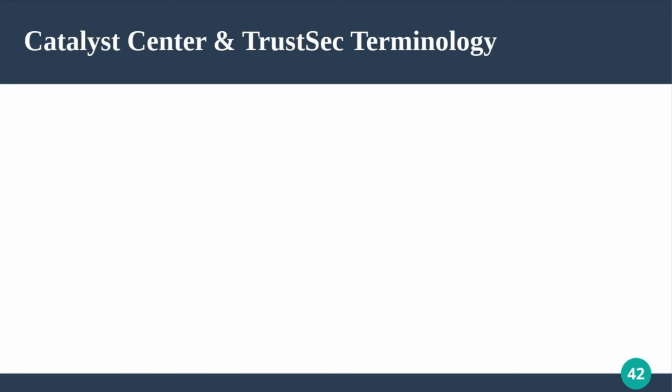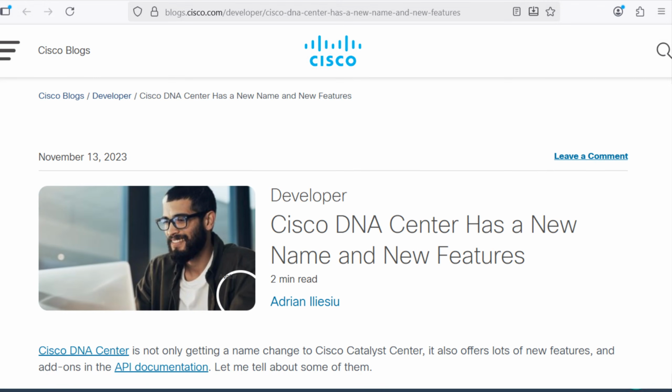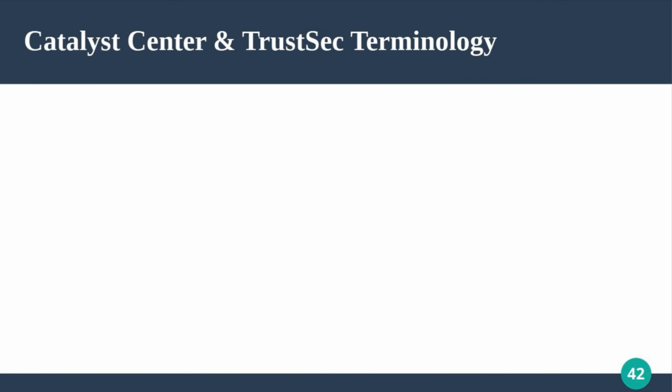Before we get into the deployment options and all the good stuff on Cisco ISE, I wanted to cover off some terminology. Because some of the terminology, in particular around DNA Center, is quite confusing. It's actually not called DNA Center. They've changed the name for a while now. It's called Catalyst Center. So Catalyst Center and TrustSec terminology.